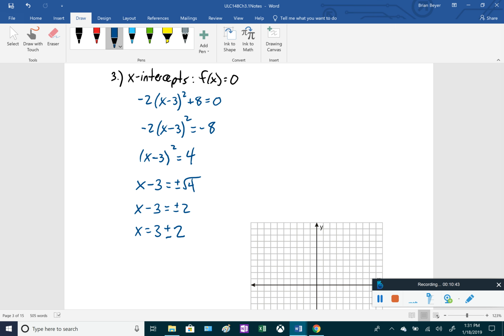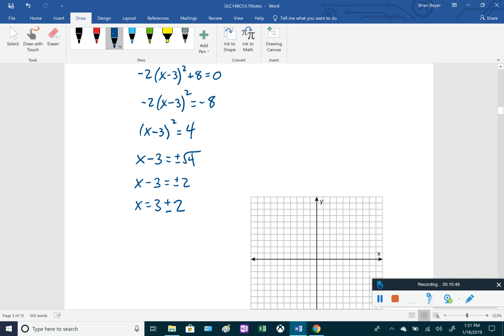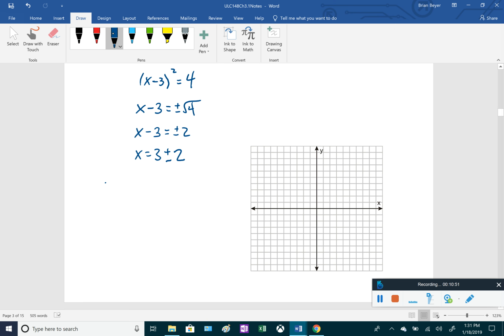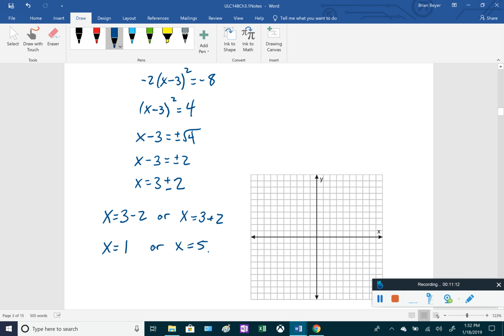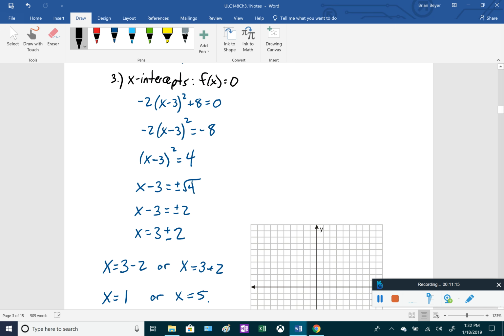Obviously don't leave it like that in this case because we can just evaluate those, and we need them separately to be able to graph it anyway. So when we do this separately, we get x equals 3 minus 2, or x equals 3 plus 2. So we get x equals 1 or x equals 5. You can put an and instead of an or, but it doesn't matter. So we get 1 and 5 for our x-intercepts. Go up here for some room. Let's find the y-intercept, rather, just one of them.